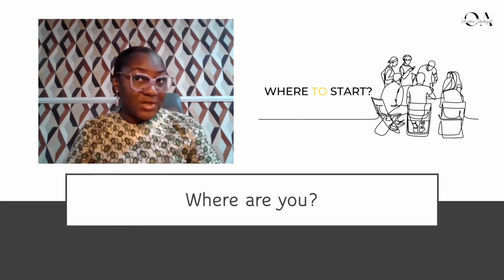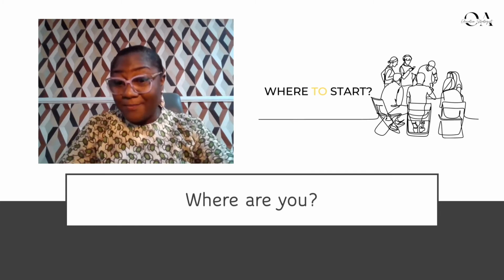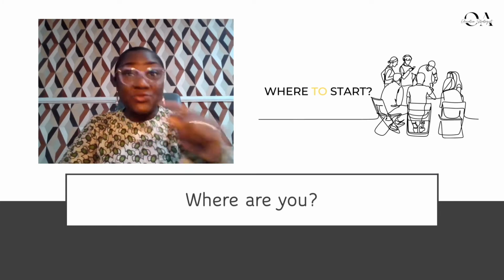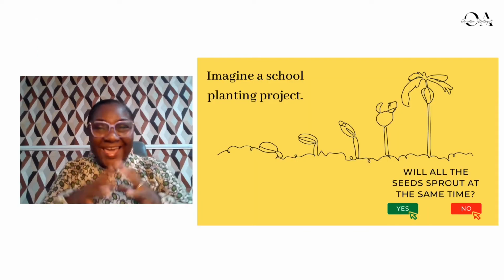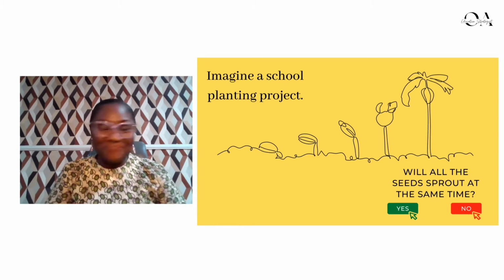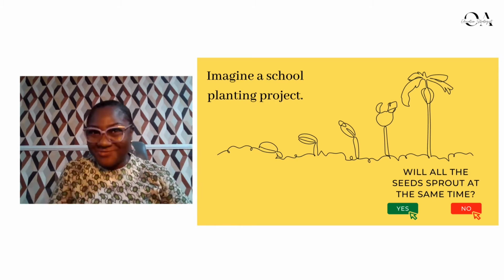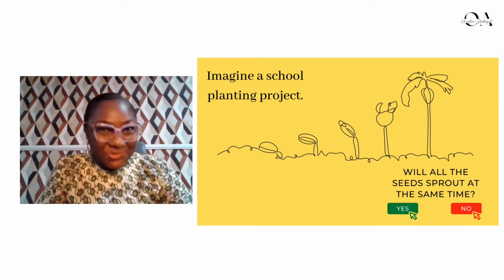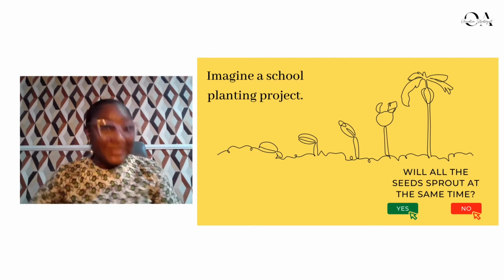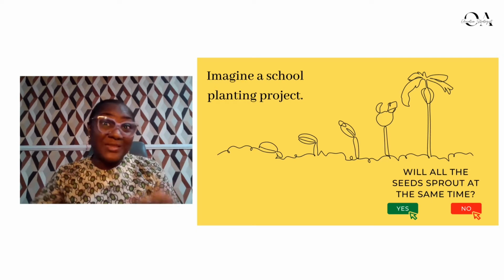But in finding the right structures, we're going to look at where you are. Where are you right now? That gives us a clue as to where you should be going. And so I want you to look at this screen. And if you have a preschool, a primary school, even a secondary school, at some point in your school, your students have planted something. Whatever it is that they've planted depends on what it was that they were doing.